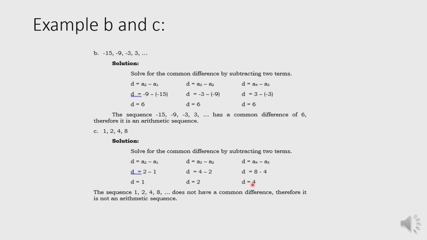So since the differences between these terms, from 1 to 2 to 4 to 8, are not common to each other, therefore the sequence 1, 2, 4, 8 does not have a common difference. Therefore, it is not an arithmetic sequence. Let me repeat: if their differences are not common, it is not an arithmetic sequence. Okay?